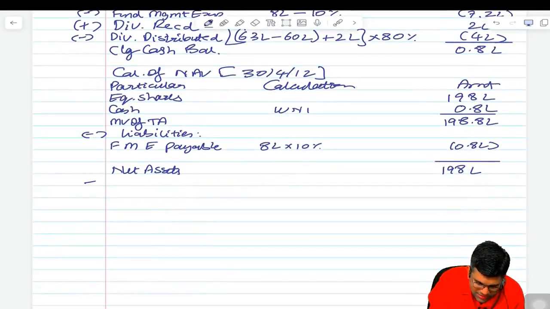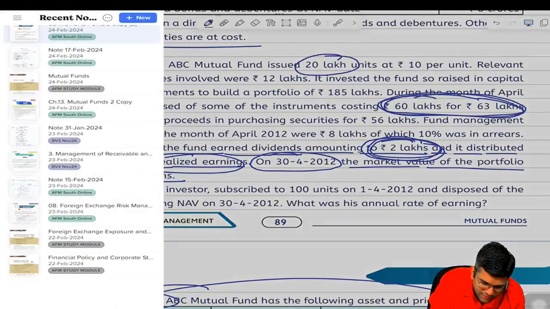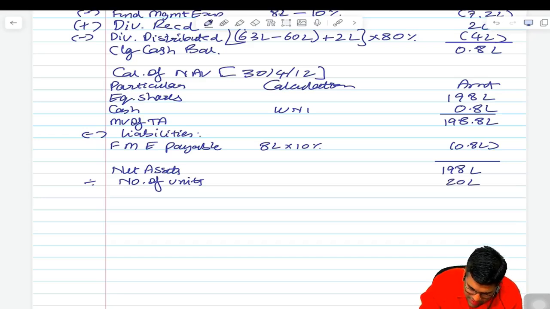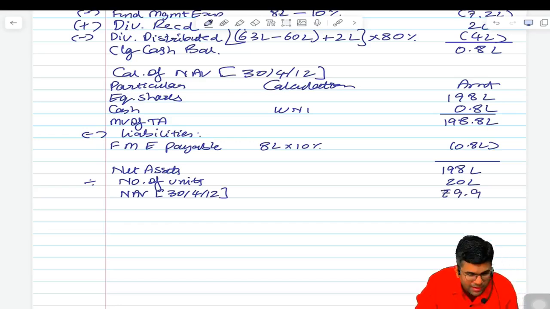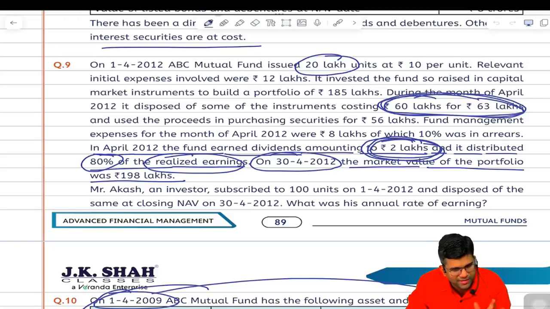And this, do you realize, if I divide by number of units, how many units are there here? 20 lakh units. So if I divide by 20 lakh units, I will get NAV on 30th April 2012 as rupees 9.9. Everyone clear? But sir, this is not what they have asked. Oh, really? Yes, they have asked something else only.